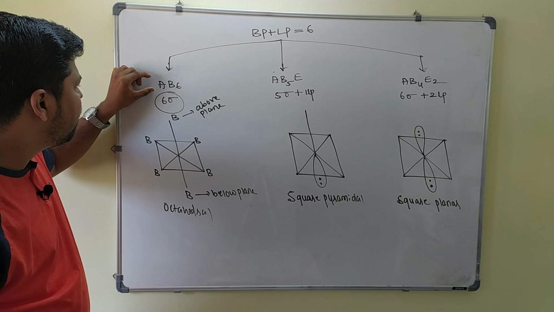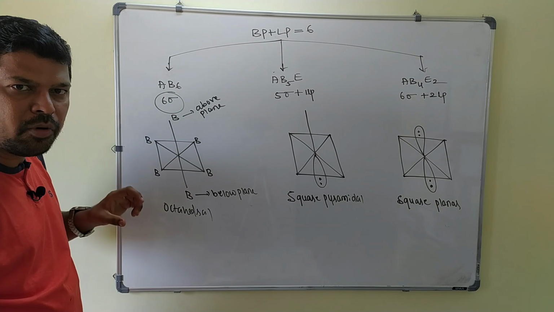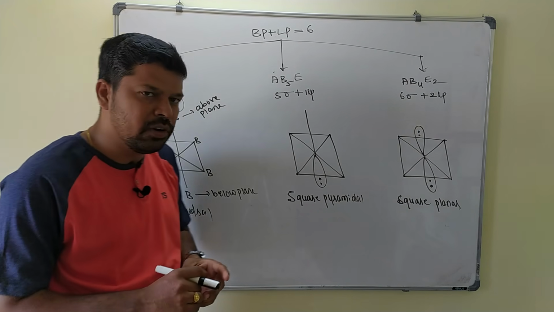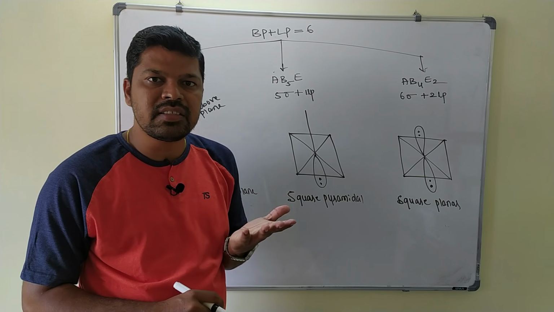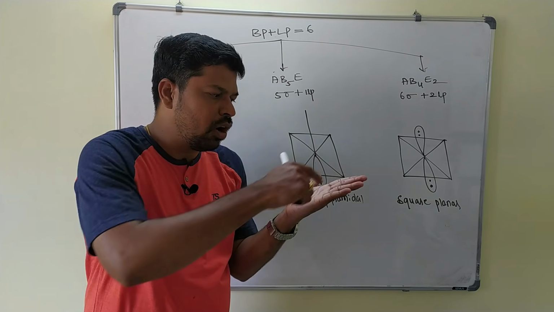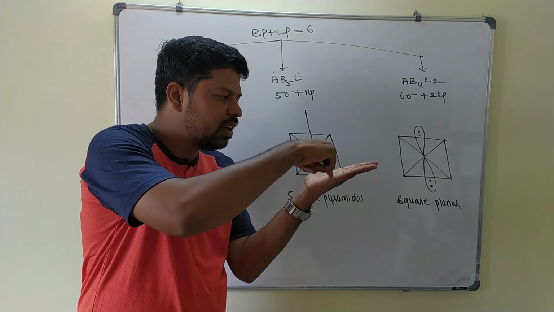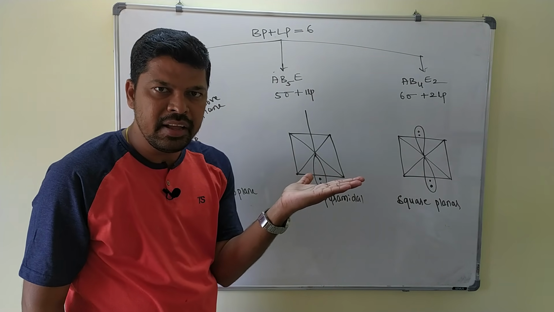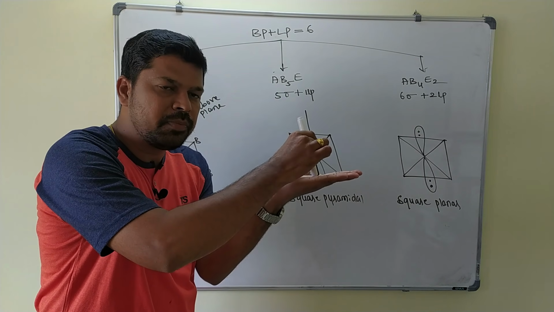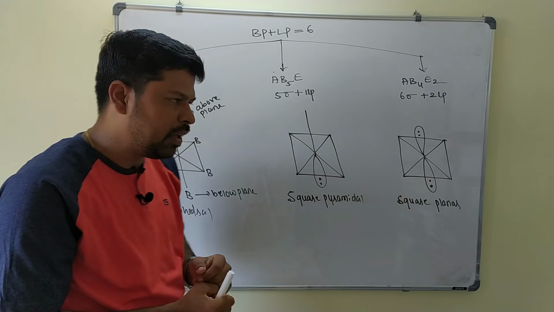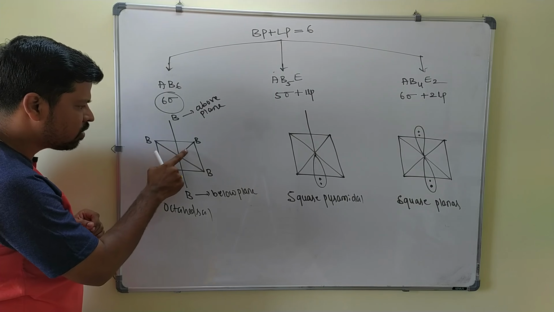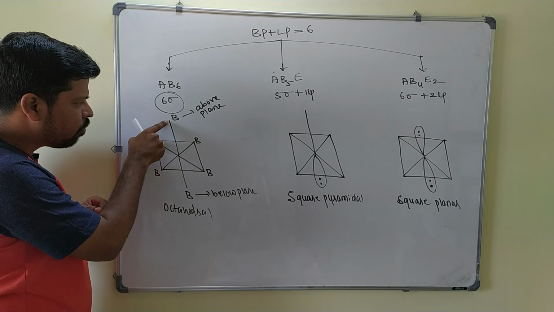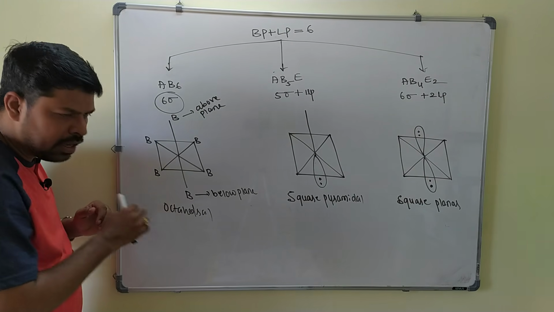First one is, if the molecule is having 6 sigma bonds, then what is the shape of the molecule? Out of the 6 sigma bonds, 4 sigma bonds are arranged in the square plane like this. All the 4 sigma bonds are present in the plane, and the 5th sigma bond is above this plane and 6th will be below this plane. That's why these 4 bonds are present in the square plane, and this bond is above the plane and this bond is below the plane.